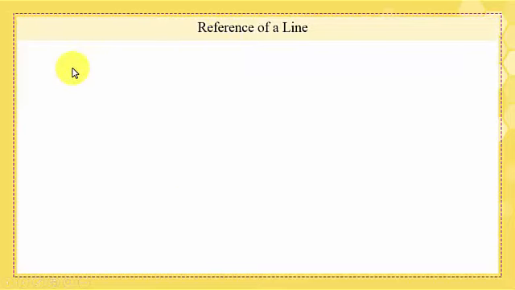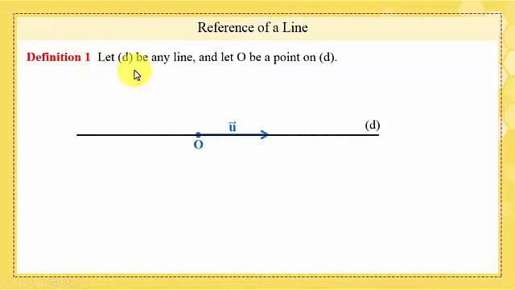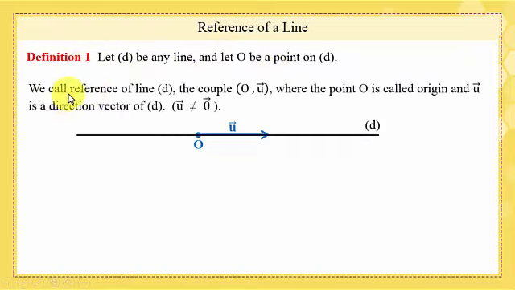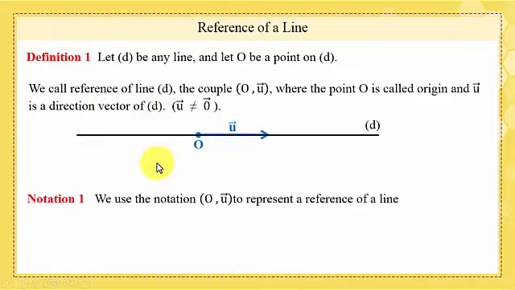Reference of a line. Definition 1. Let D be any line and let O be a point on D. We call a reference of line D the couple (O, U), where the point O is called origin and U is the direction vector of D. Remember that a direction vector of a line is any vector having the same direction as this line.